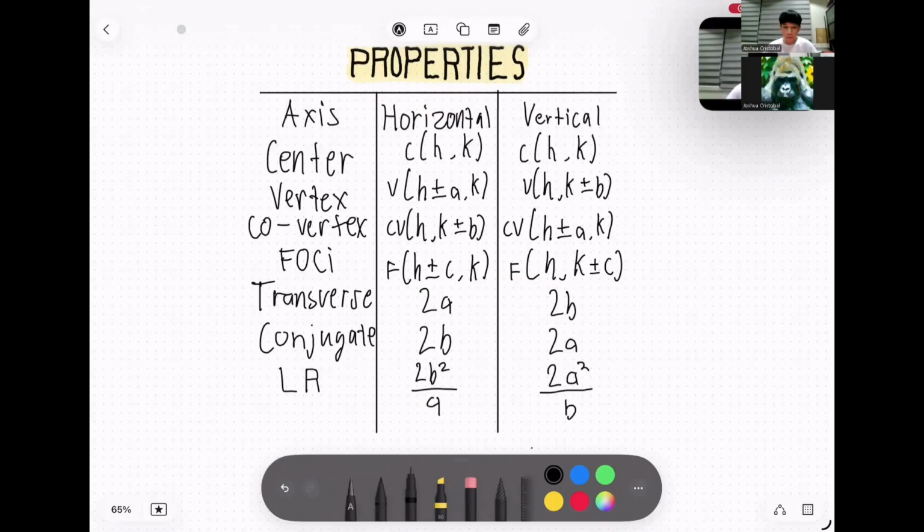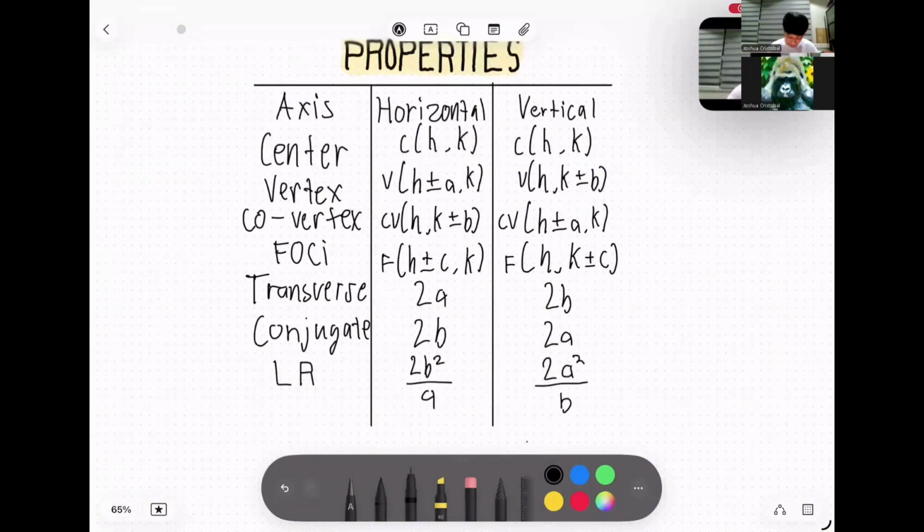For a vertical hyperbola, the center will be at (h, k), the vertex will be at (h, k ± b), the covertex will be at (h ± a, k), the foci will be at (h, k ± c), the transverse axis will be 2b, the conjugate axis will be 2a, and the latus rectum will be 2a squared over b.